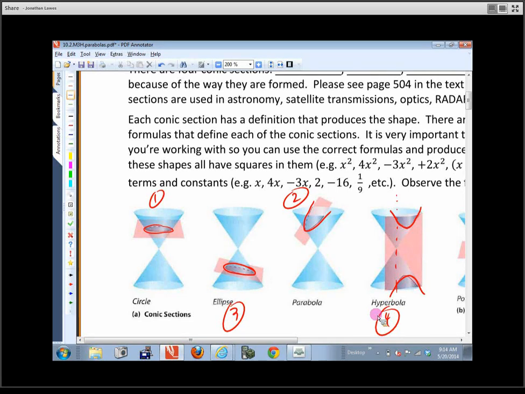Now, having introduced all that, how many of you have seen conic sections before, like all four of them? You've seen them all four? Okay, very good. So he's aware of them and stuff like that.